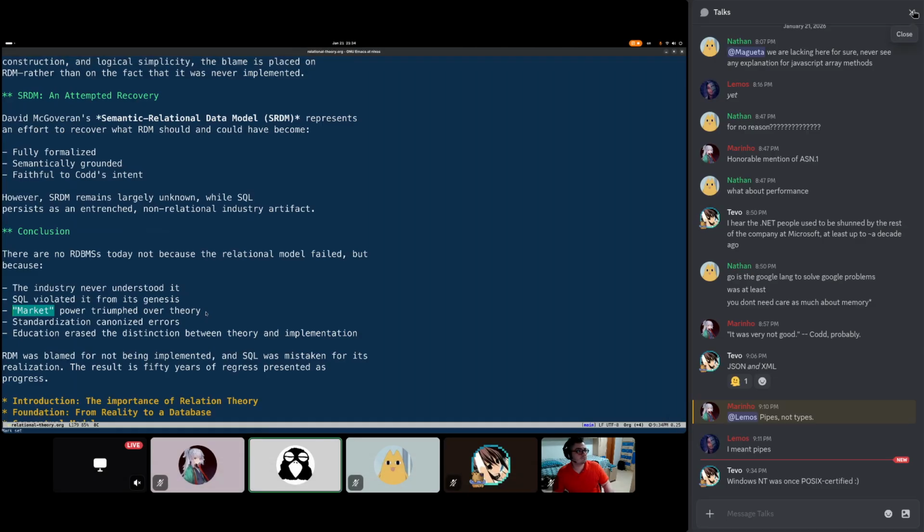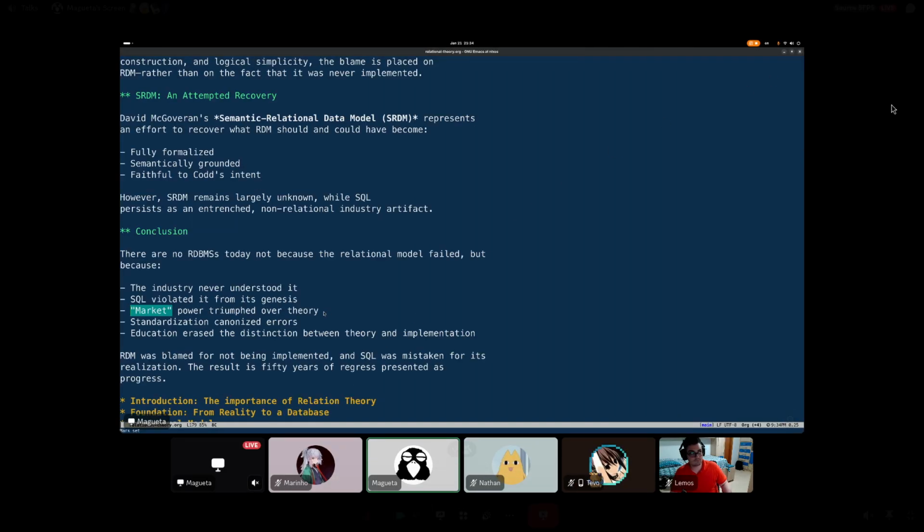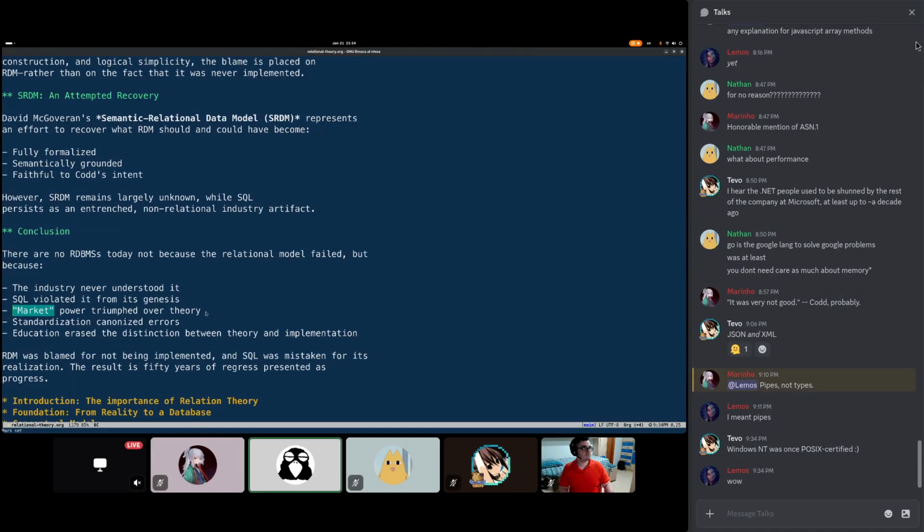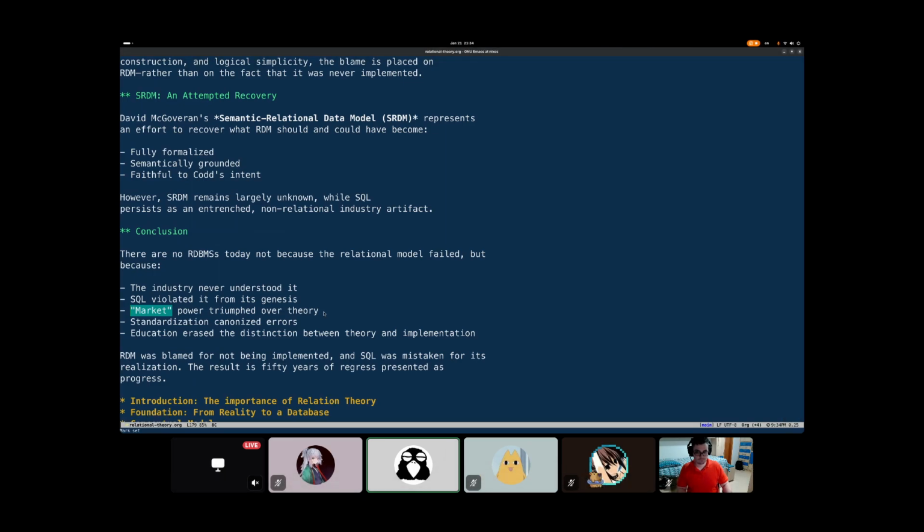So the standardization later on canonized such errors. Adding up a bunch of historical accidents that still had the chance to be removed, they got basically set in stone as soon as we had a standard for SQL. And then education erased the whole distinction between the theory and the implementation over the years.